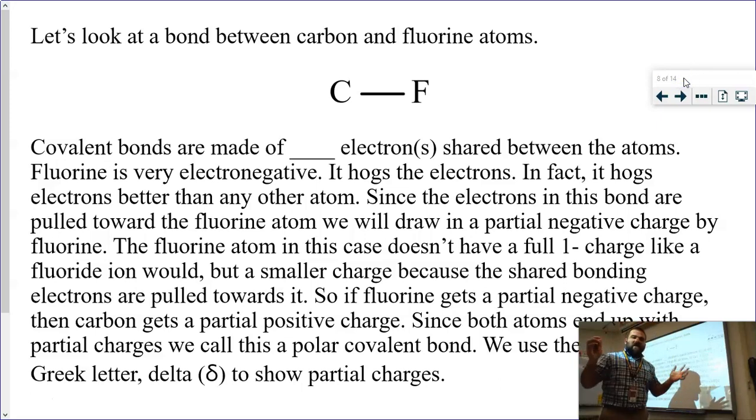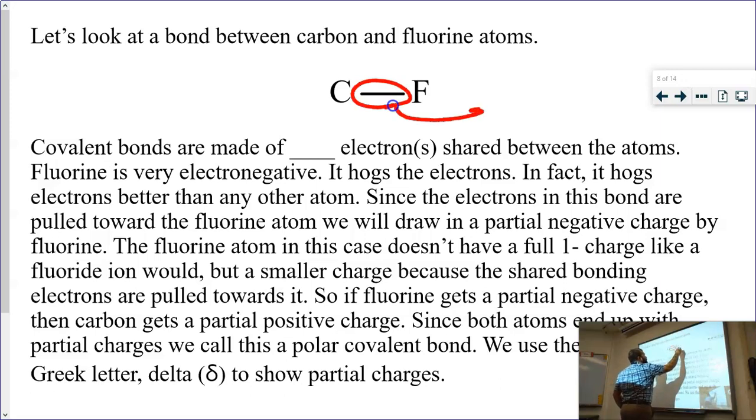All right, so let's look at an example. Okay, so I have a bond between carbon and fluorine. There's my carbon atom, C, my fluorine atom, F, and the dash between them is the bond. All right, so this chemical bond holds 2 electrons. Okay. When atoms make bonds between them, it is 2 electrons in a single bond. Every bond between 2 atoms is 2 electrons. So, covalent bonds are made of 2 shared electrons between the atoms.